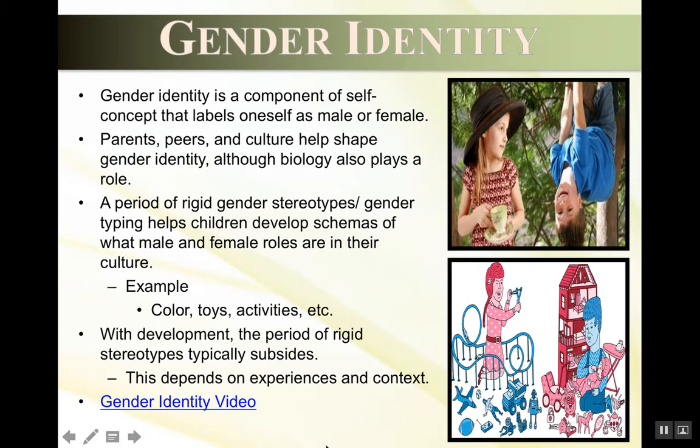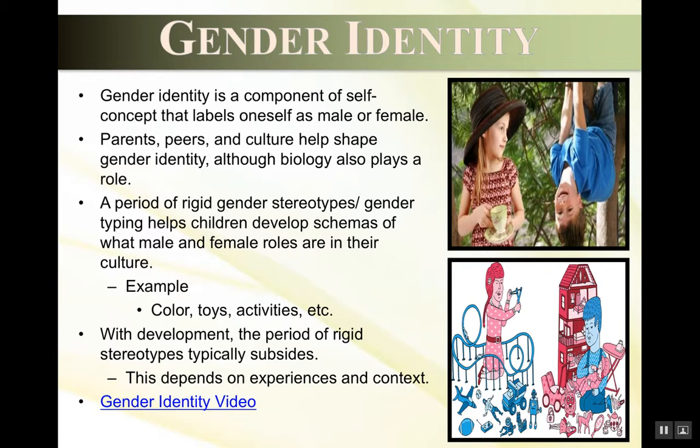So, gender identity is something that does occur and pop up in early childhood. Now, gender identity is a component of self concept where they label themselves in regard to being male or female. Now, all of their contexts do help shape their identity, although biology also plays a role.